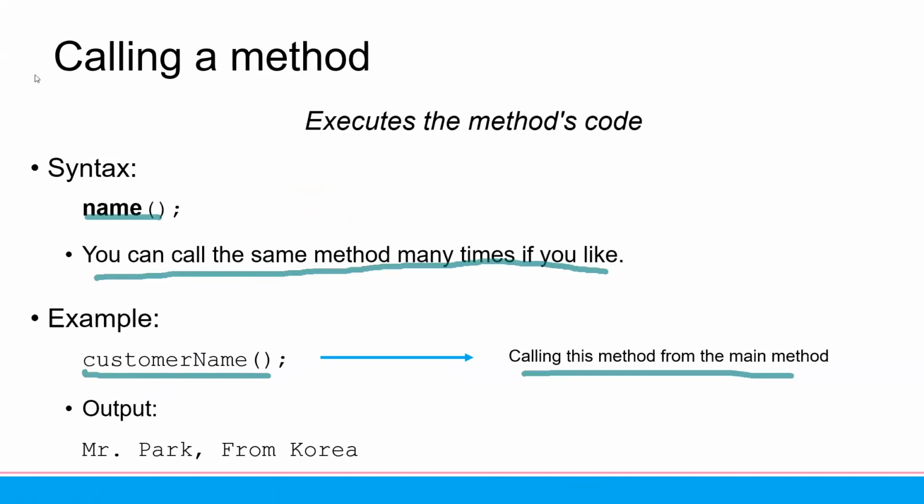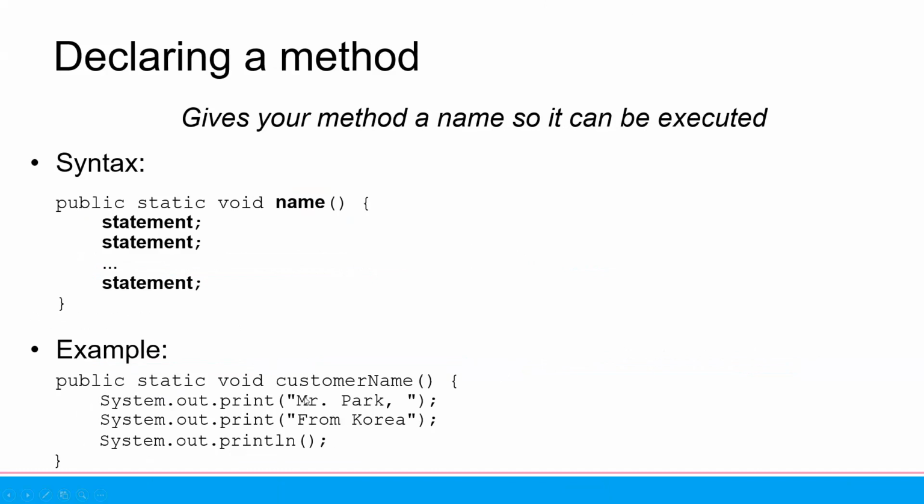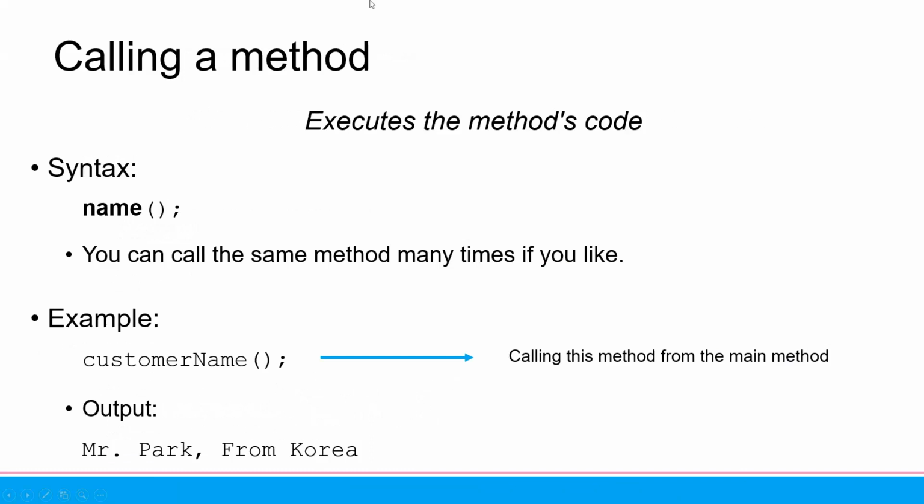If you check the previous one, it is Mr. Park and then from Korea. We are going to use print and println. So print means it stays on the first line, and then from Korea is on the same line, but after Mr. Park, with println, we will go to the next line. That's why the result is like this.